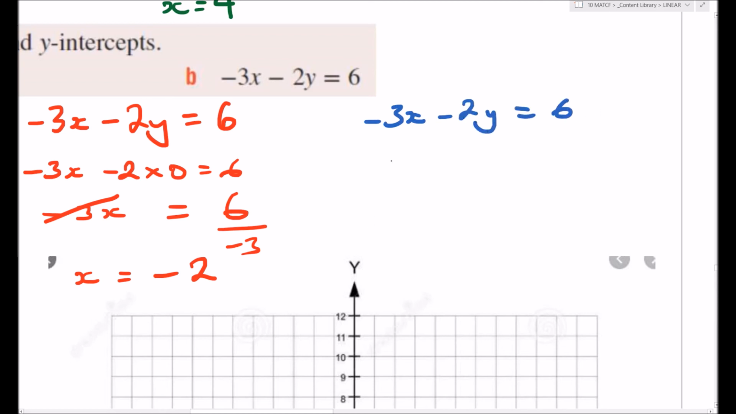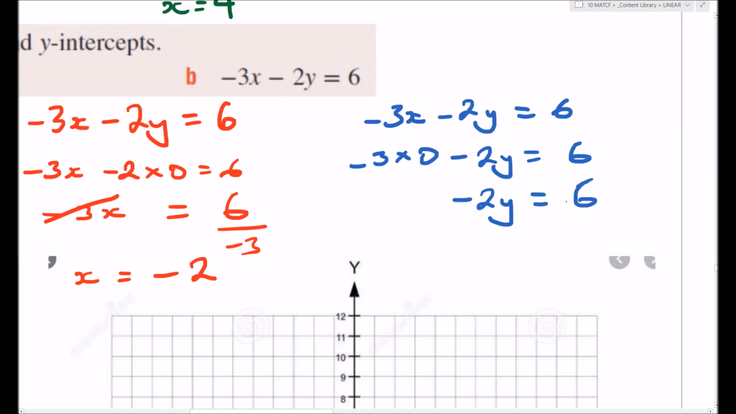Okay, it's actually a good thing to have. So for the y-intercept, I'm going to now change x to 0. So this will be negative 3 times 0 minus 2y equals 6. Negative 3 times 0, again, cancels itself out. Anything times 0 is 0, and you're left with negative 2y equals 6.